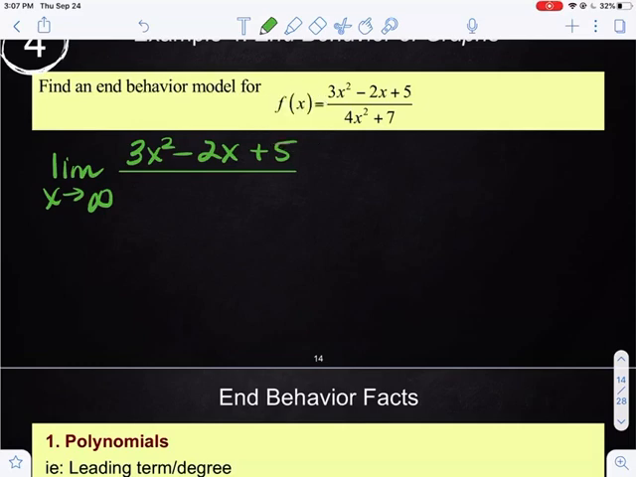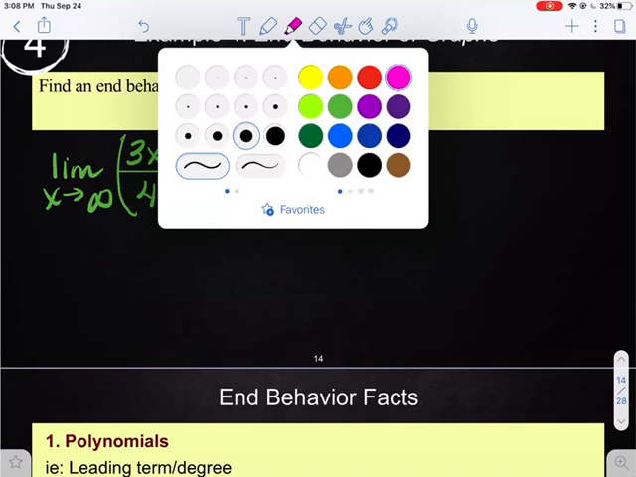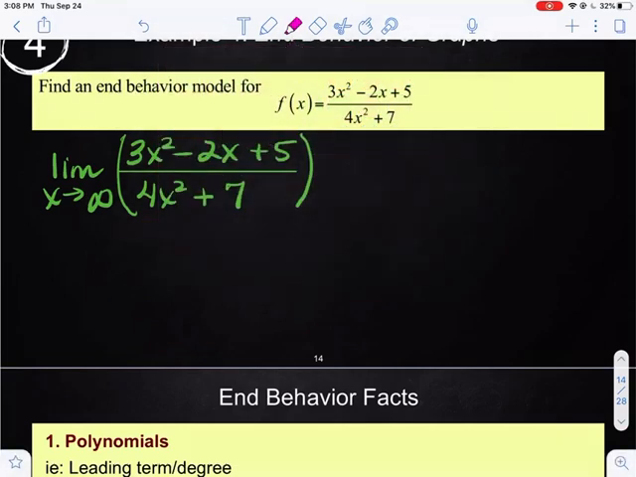4x squared plus 7. And what I want you to do is take a second and look at the numerator and denominator, and I want you to say if there is a boss term to be had, which one is it? And I want you to highlight it in the numerator and then go to the denominator.